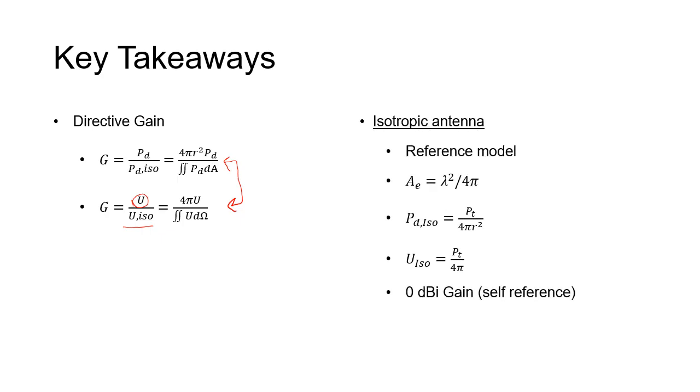And we have learned also about the reference antenna, or the isotropic antenna, or the point source, and we have learned that its power density and power intensity are constants and can be calculated as the total power available divided by the surface area of the sphere, 4 pi r squared, or, in the case of power intensity, the total solid angle of a sphere, which is 4 pi. And we have learned also that its gain is just 0 dBi.